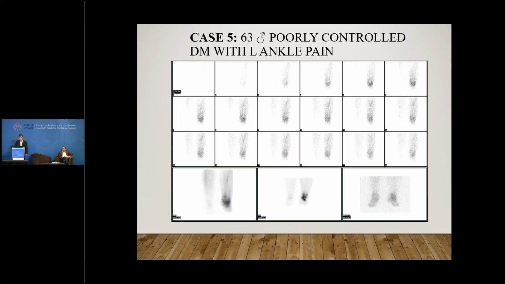So another case here, a 63-year-old male with poorly controlled diabetes and left ankle pain. We see increased flow in the left ankle region. The middle slide, the bottom, shows increased bone tracer activity, and the gallium images show much less intense activity.